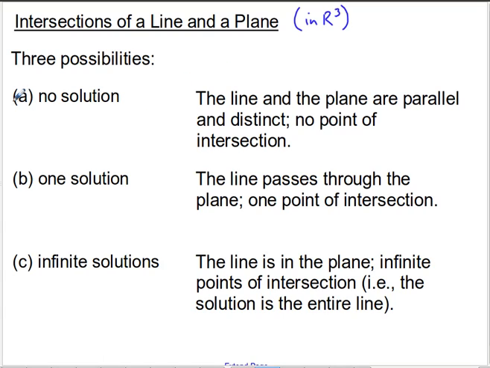And as you can see from the note on this first page, the results are still the same. They're still organized the same way. We can have no solution, we can have one solution, or we can have infinite solutions. The algebra that gives you these three results is going to be very similar. The difference is conceptually, what are we talking about? And there are going to be a couple of new things that we add in as far as how we can get there.